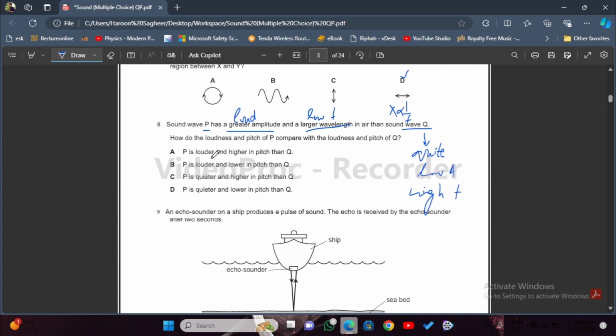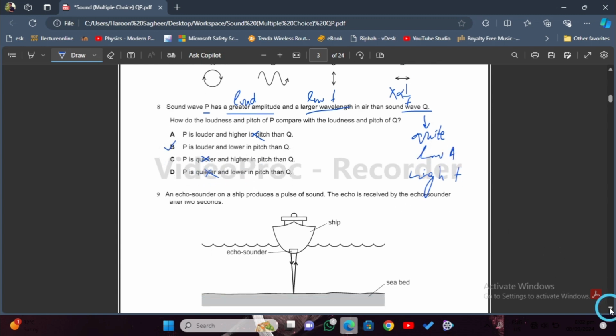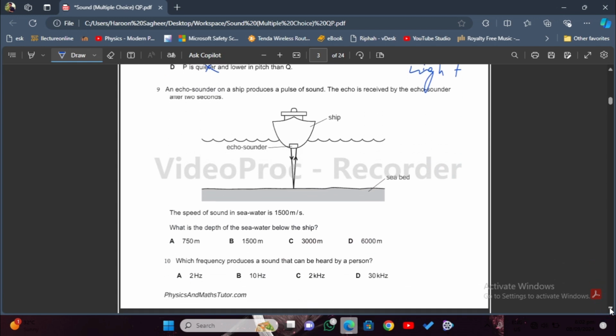Right, P is louder and higher in pitch? That is incorrect. P is louder and lower in pitch. That is correct. Now this option B is correct, of course. You can still check the other two. P is quieter, of course it's not quieter, and P is quieter, certainly not. So here we have only option B left, which was correct.